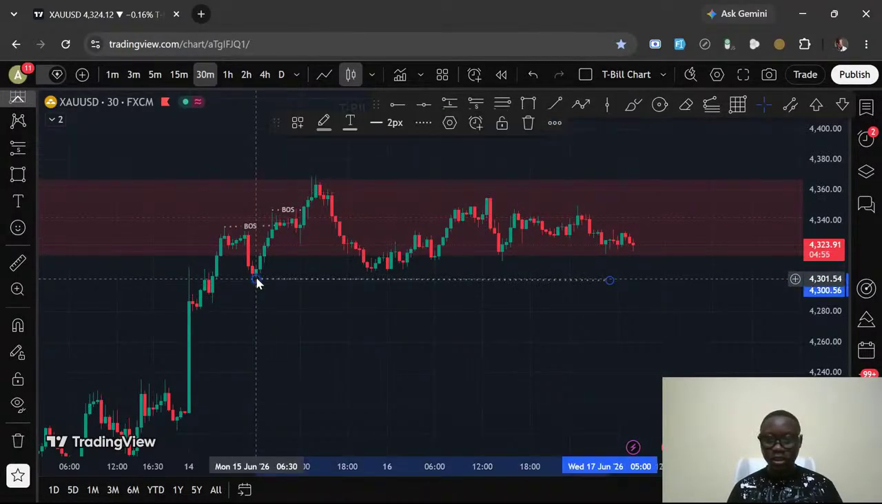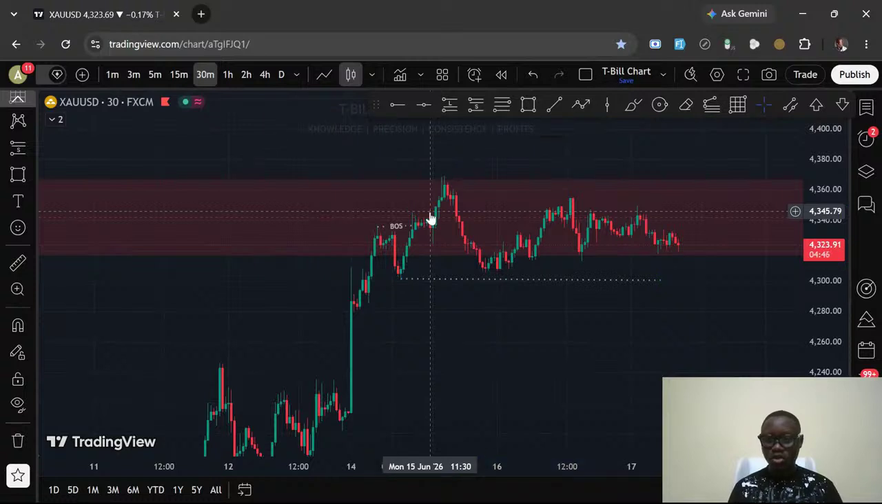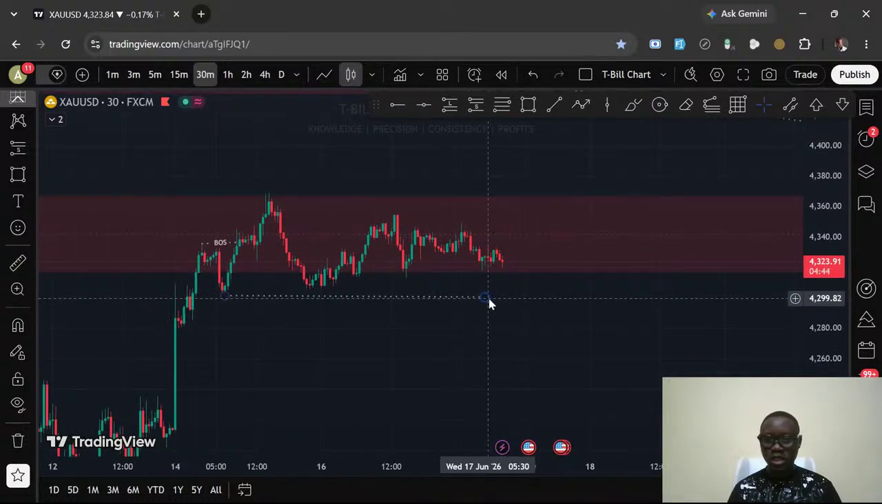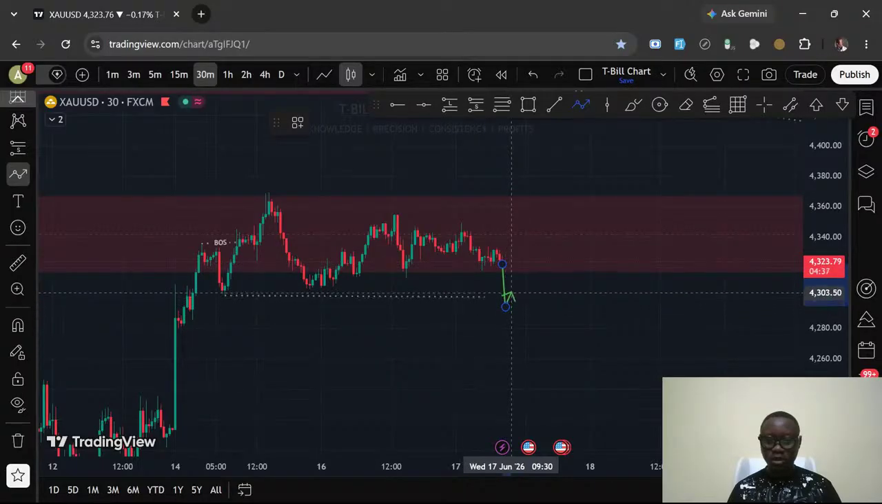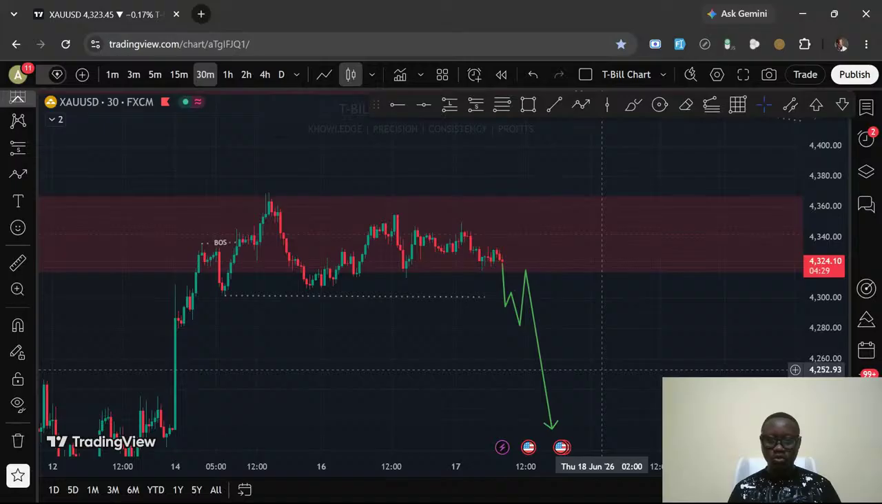So I will take this right here. This is where I would expect price to take out this low, then take my trade accordingly. So this is what I will be expecting right here. I'll be expecting this to happen. I'm expecting something like this to happen. Then around this place, we'll be taking our trade down to this zone right here.